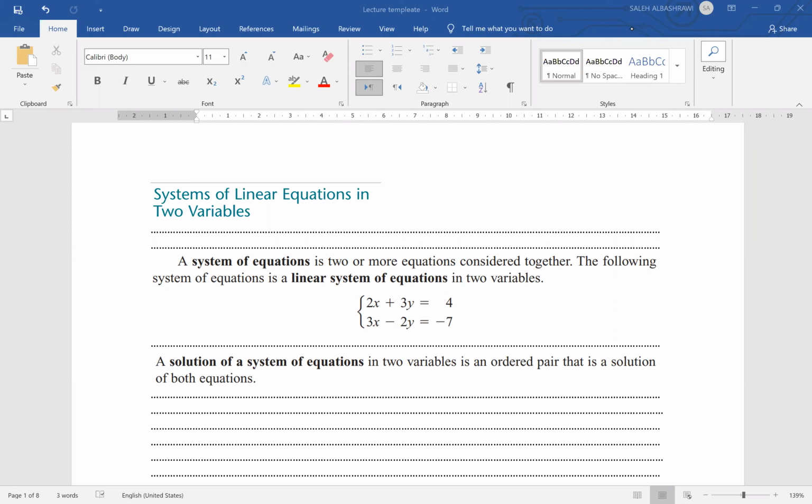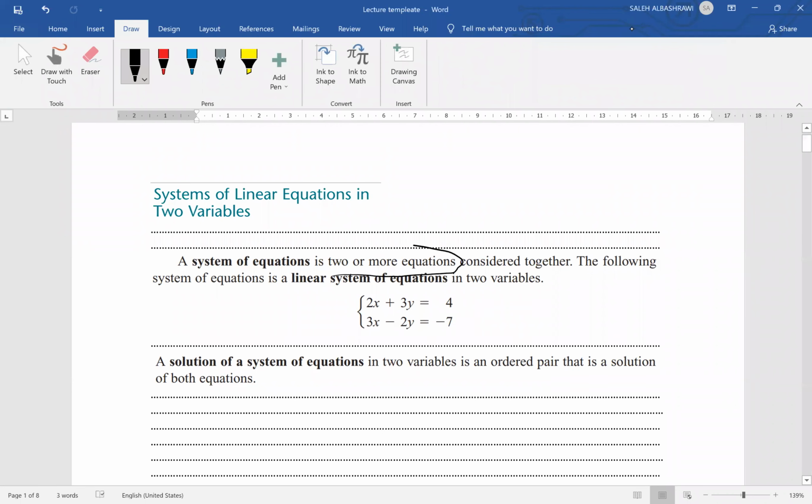Usually we are saying that a system of equations is two or more equations. So you can think about two equations or more considered together. It means that we are solving two or more equations to find a common solution for both of them, for the first equation and the second equation.